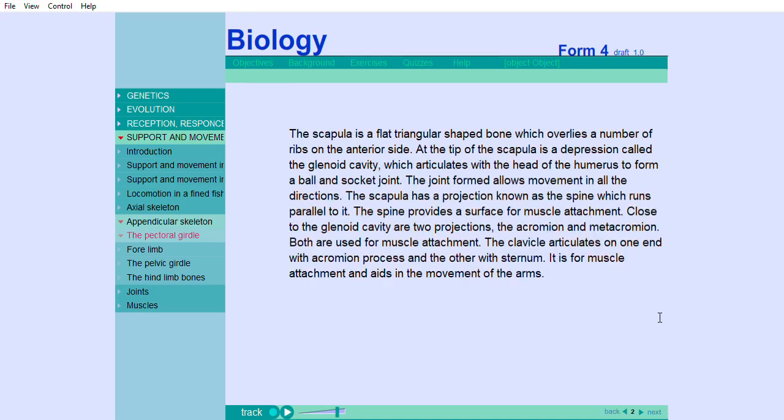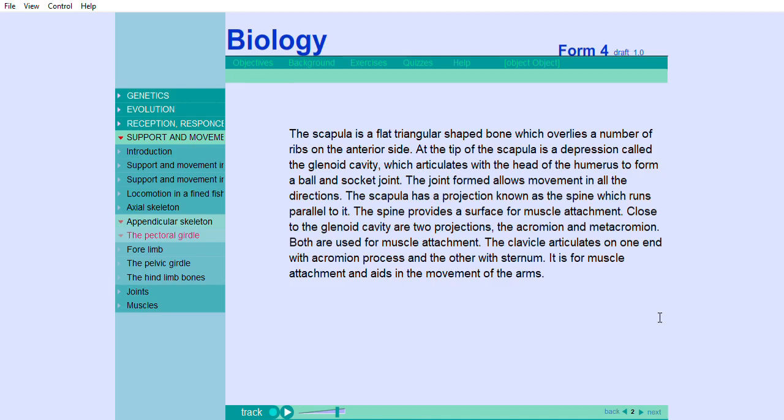The scapula is a flat triangular-shaped bone which overlies a number of ribs on the anterior side. At the tip of the scapula is a depression called the glenoid cavity, which articulates with the head of the humerus to form a ball and socket joint. The joint formed allows movement in all directions.